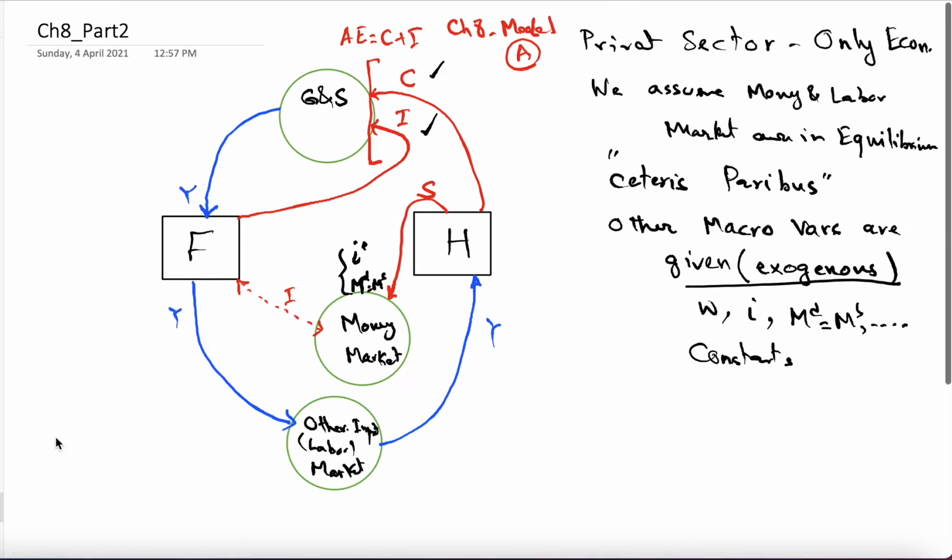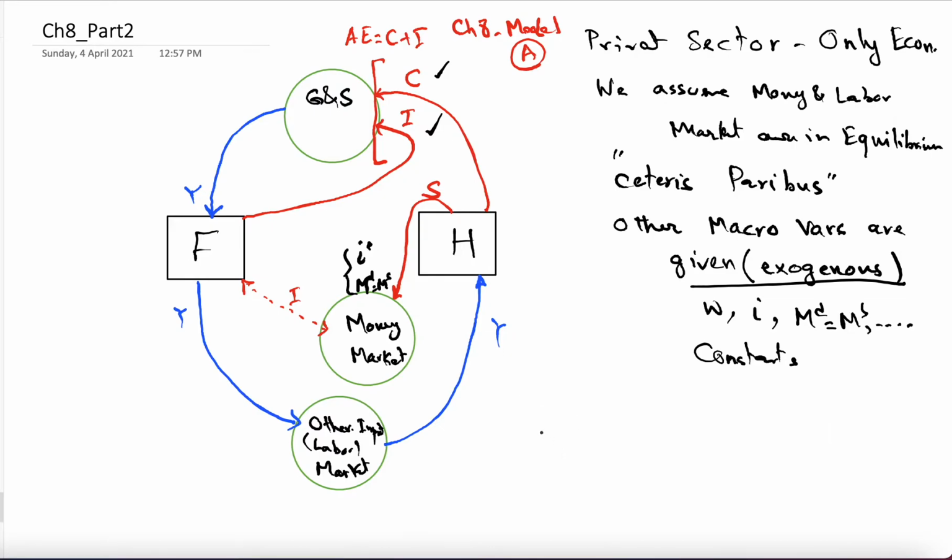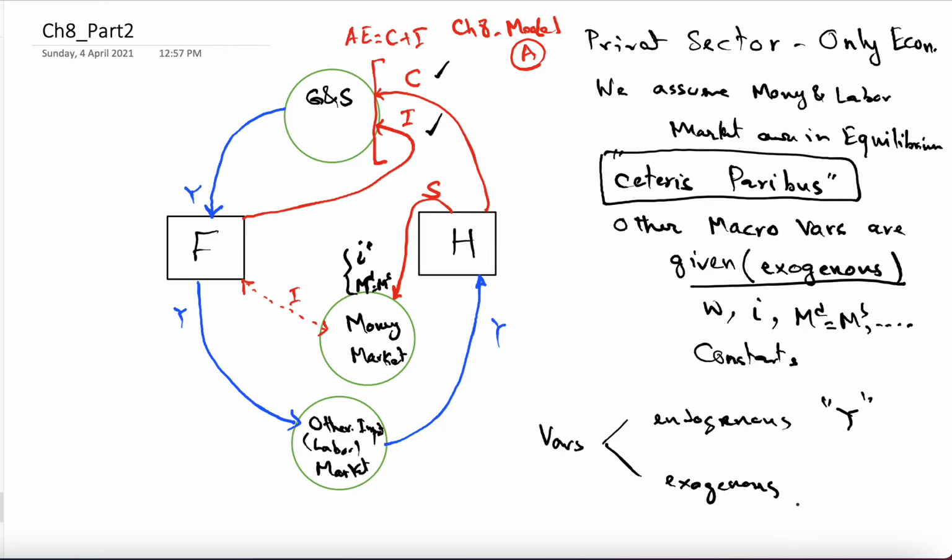So we are classifying the variables into endogenous, such as the level of GDP, and exogenous, those which are considered as given, ceteris paribus. Maybe in the long run they are also changing. For example, interest rate, money supply, level of investment perhaps, etc. All the other factors which are given.